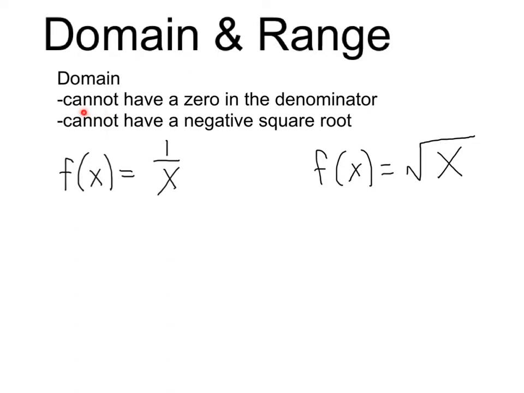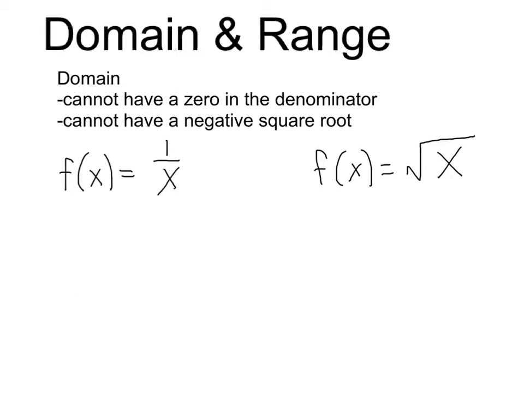And notice two things. Your domain cannot have a 0 in the denominator, and it cannot have a negative square root. If you stick to those two things, you're always going to be able to rule out which x values are not included. So let's take a look at this first function. Here we have f of x equals 1 over x. Well, I don't notice any square roots, but I do notice a variable in the denominator, and I know I cannot have a 0 in the denominator.